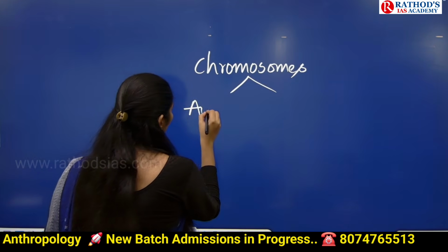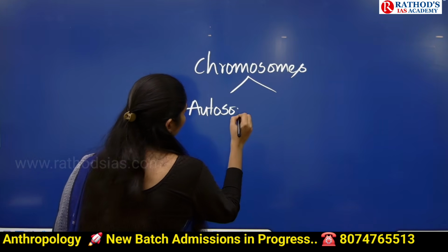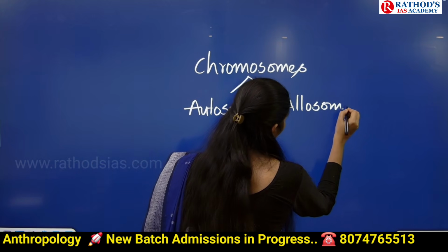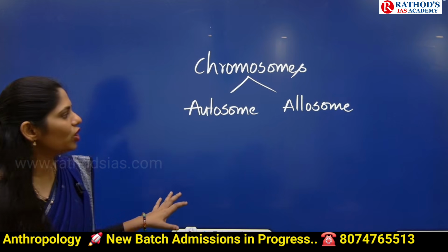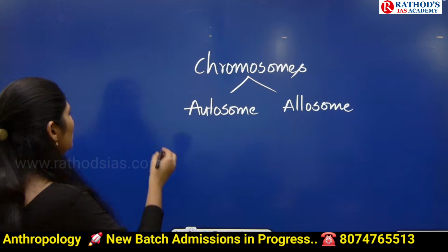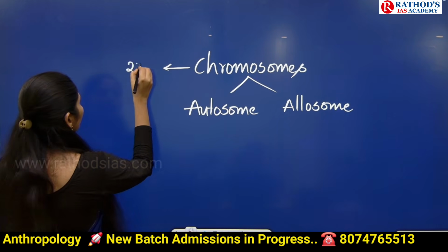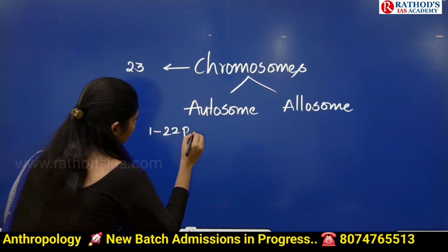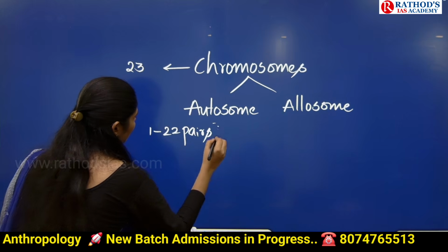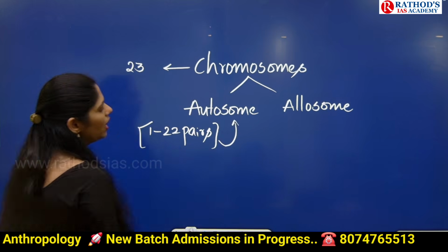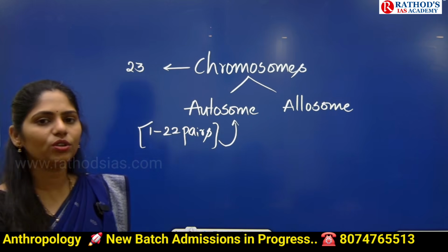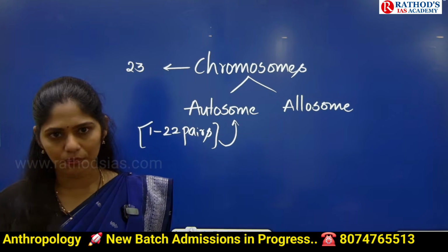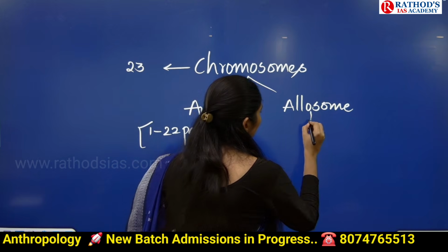First one is autosome. Second one is allosome. What are these autosomes and what are these allosomes? As I said, we have 23 pairs of chromosomes. Under that, pairs 1 to 22 are called autosomes, and their function is related to the growth, different organ functions, different system functions in our body. But allosome is the 23rd pair.